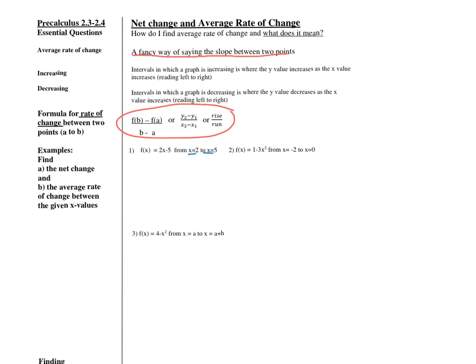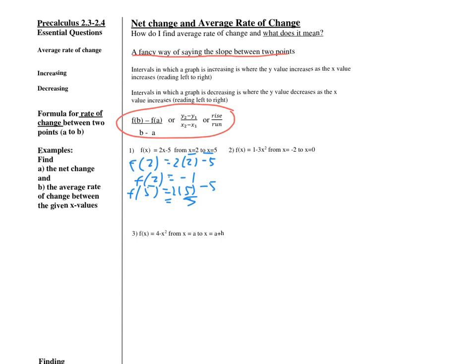So I'm just going to use these two x values, and so we'll do f of 2 first. So f of 2 is 2 times 2 minus 5. So then f of 2 would be negative 1. All right, and then we have to do f of 5. So f of 5 would be 2 times 5 minus 5, which would be 10 minus 5, which would be 5, okay?